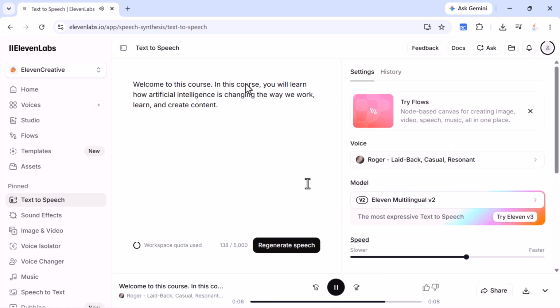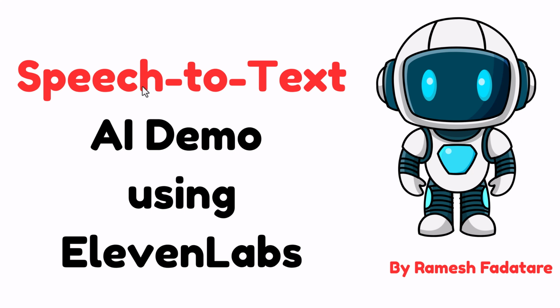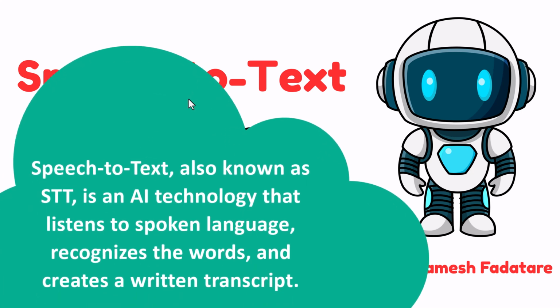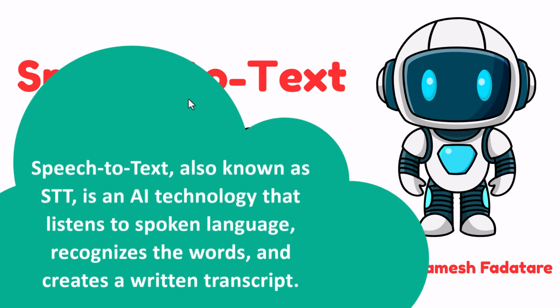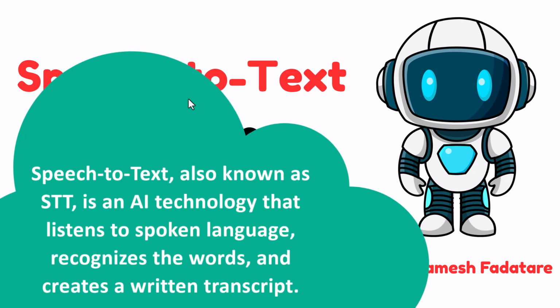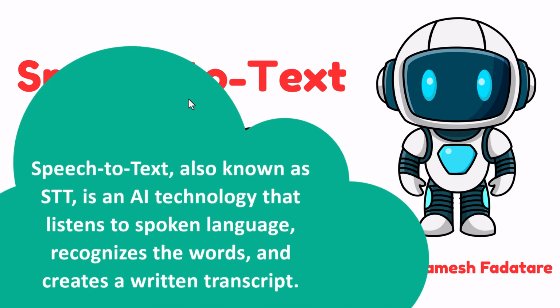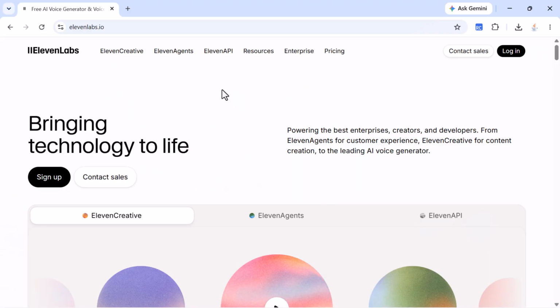In the previous lecture, we learned how to convert written text into natural sounding speech using ElevenLabs. In this lecture, we will perform the opposite operation. We will use speech-to-text AI to convert spoken audio into written text. Speech-to-text, also known as STT, is an AI technology that listens to spoken language, recognizes the words, and creates a written transcript. Let's understand it through a live demonstration using ElevenLabs.